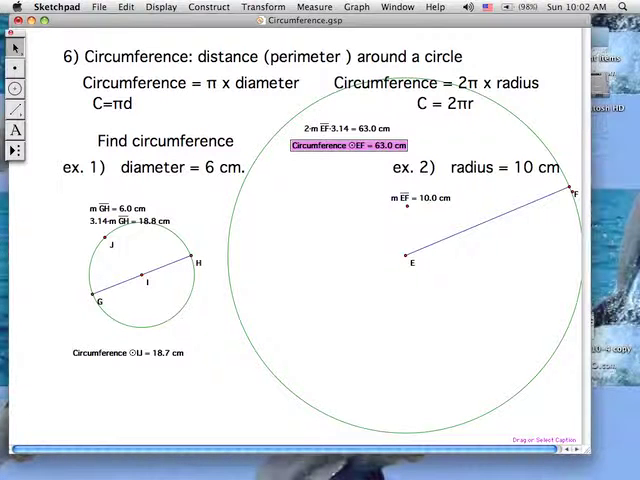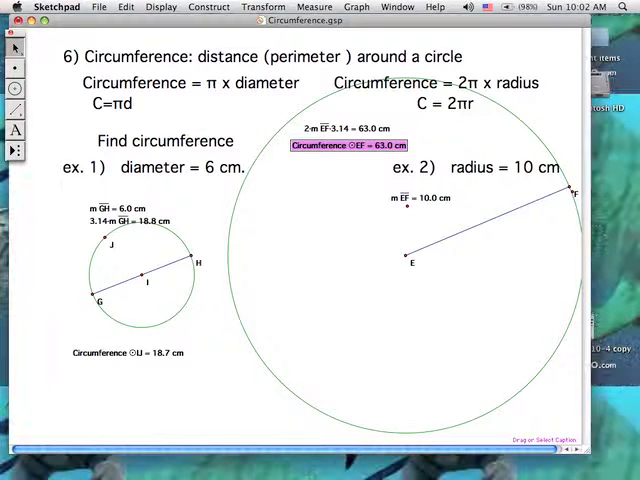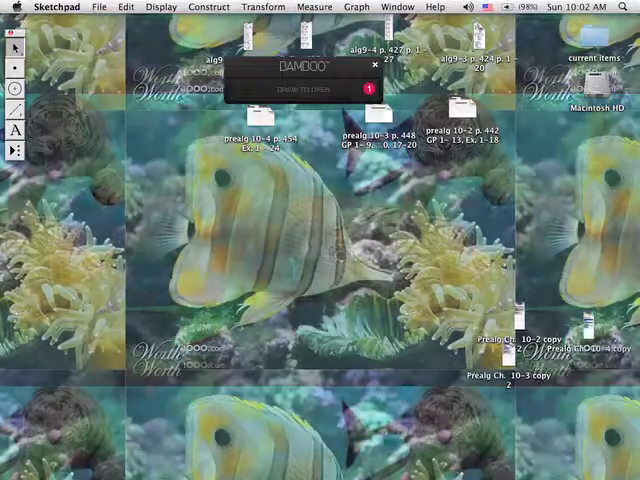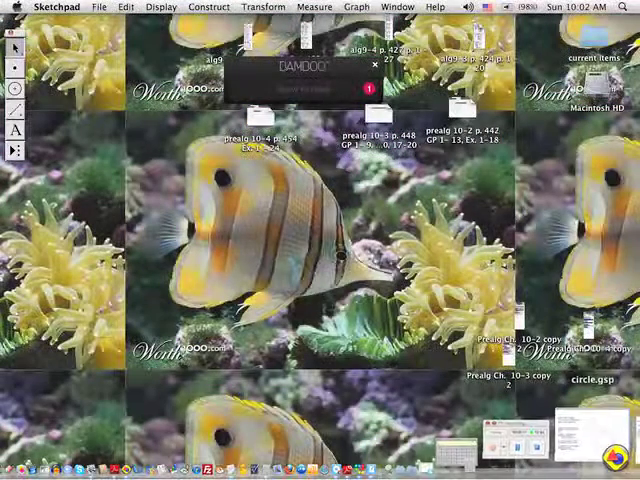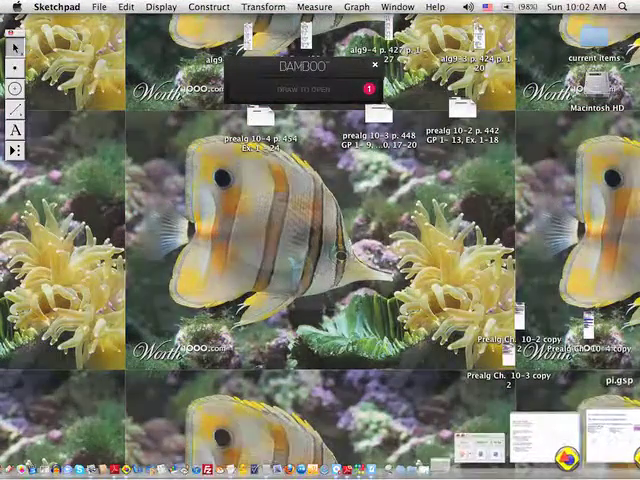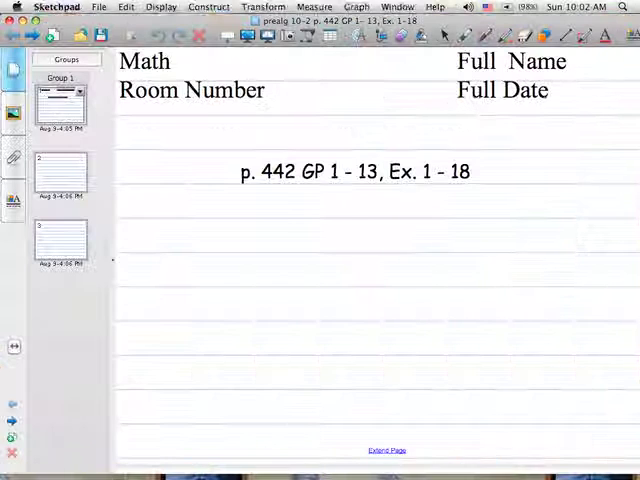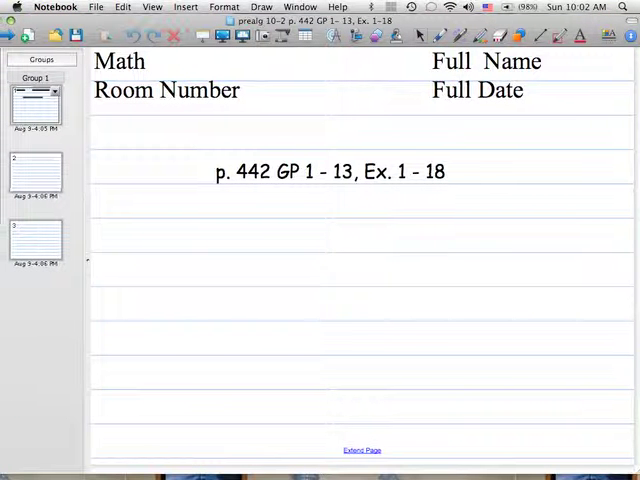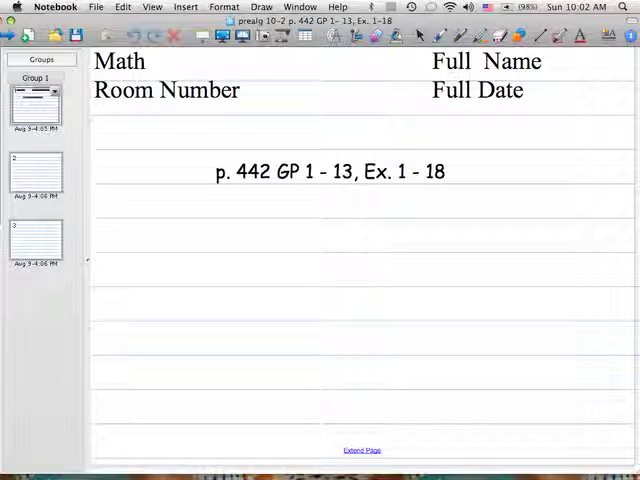So those are the two formulas we're going to use, and as I do the problems with you, I'll show you why we use 3.14 for one and 22/7 for the other. So your notebook paper is out and headed. You skip a line, it's 442, guided practice 1 to 13, exercises 1 to 18.